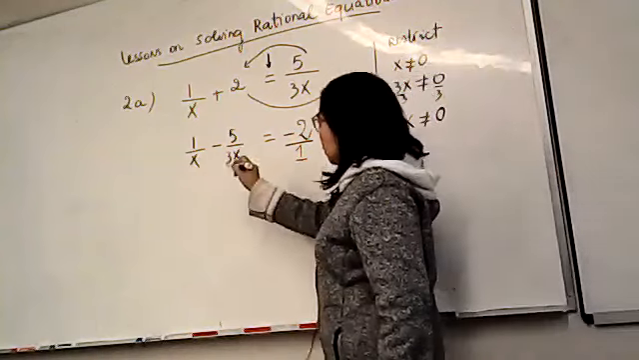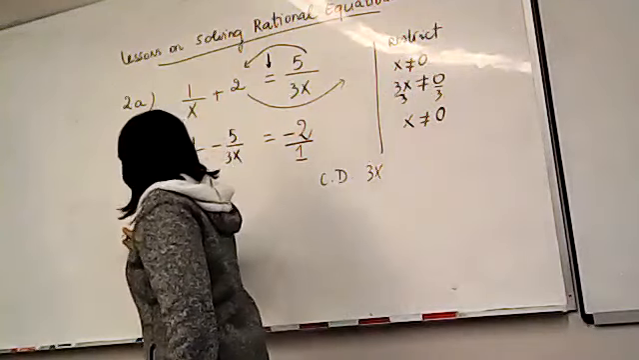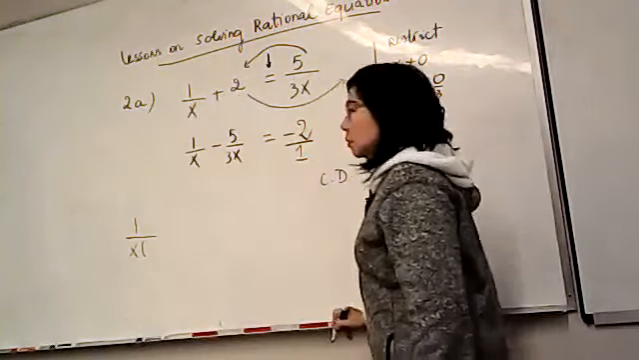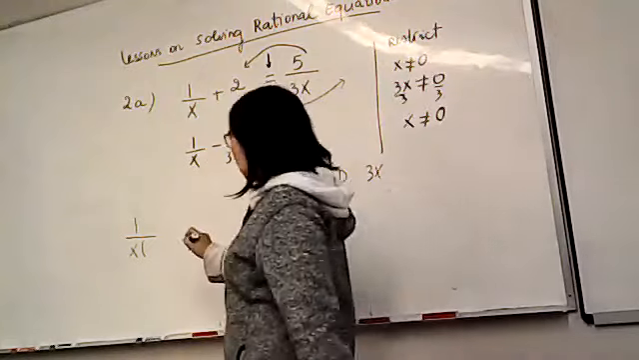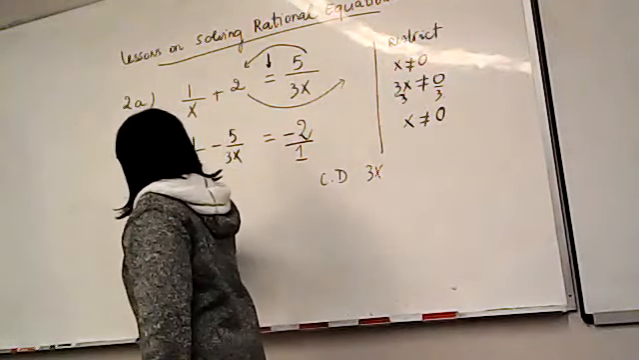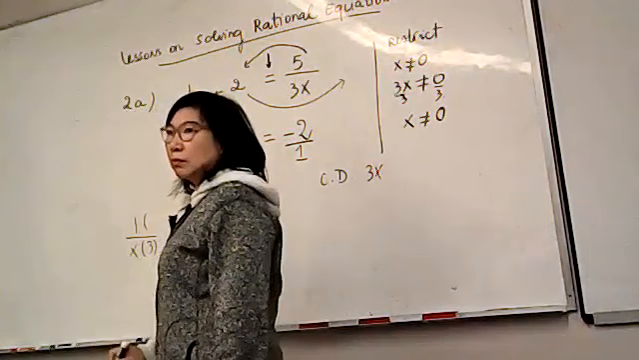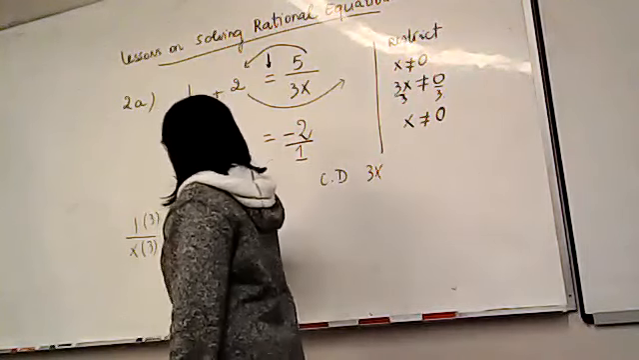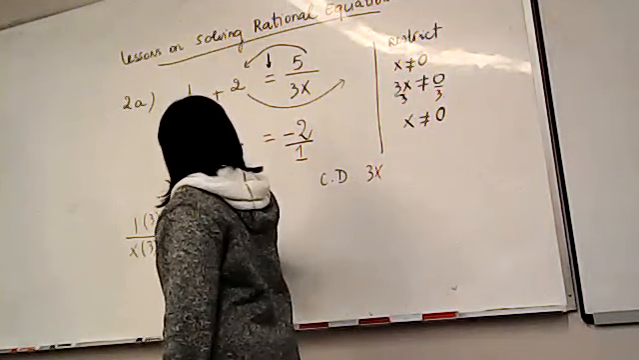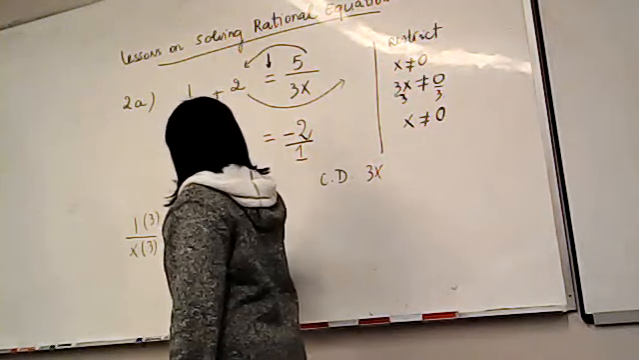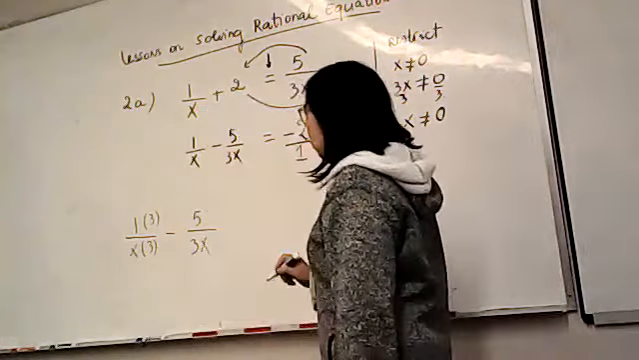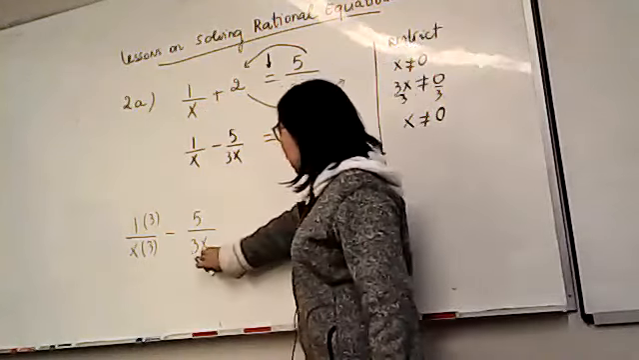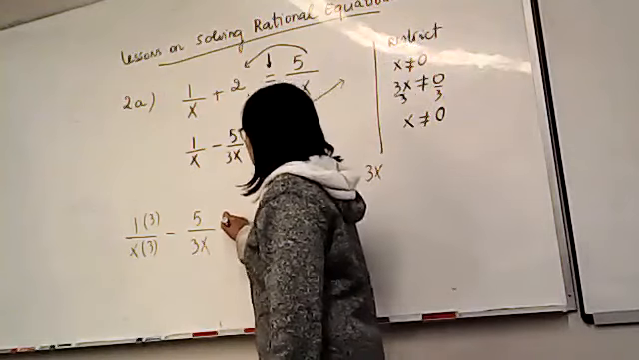Very good. So the first fraction, I have to times with what number? 3. Very good. My common denominator. What will I do on top? 3. That's right. Minus. The second fraction already has 3x. Should I change anything? Should I multiply with anything? No, leave it alone because it already has the common denominator.